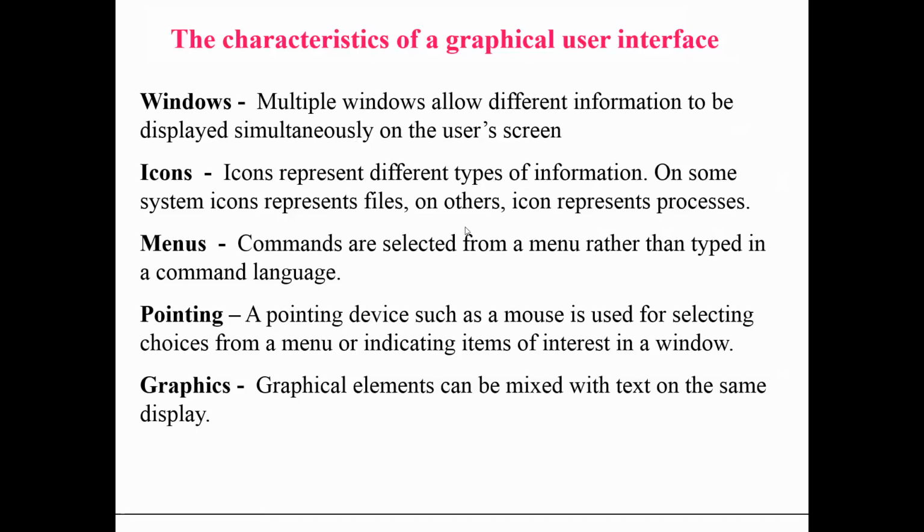Okay, the first one is windows. You have multiple windows, so different information can be displayed simultaneously on the screen. And icons are available to represent information. You can use icons. Menus, like commands: if you want to select from the menu, they are available. Pointing device, like a mouse, you can use to indicate directions. Graphic elements can be used to display things.